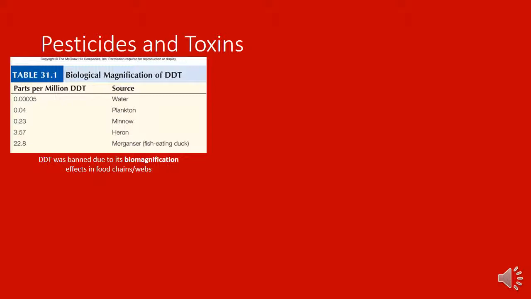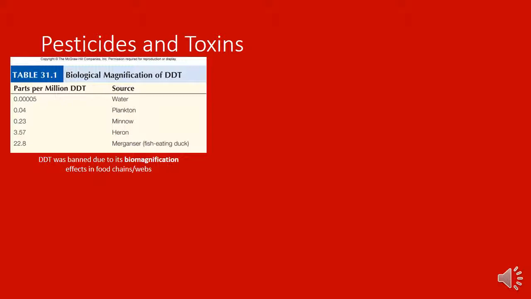But if we look at this particular one called DDT, DDT was once used as an insecticide. They would spray it, they'd fog cities to kill mosquitoes and that sort of thing, and farmers would use it to put on their crops to kill bugs.